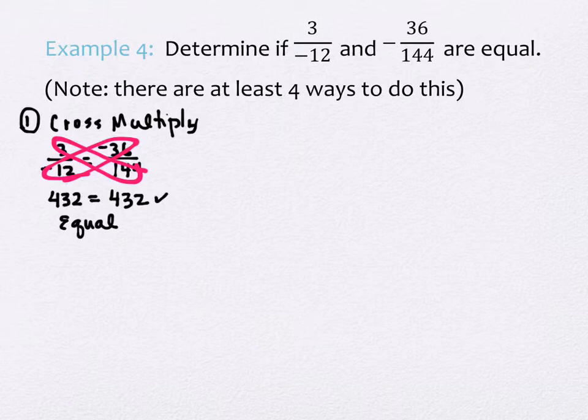So, Kayla, what was your suggestion? Reduce negative 36 over 144. Excellent. So one option then is that we could reduce the fractions.